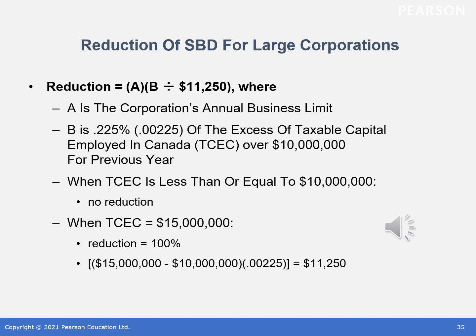Alright, there's a reduction of the small business deduction for large corporations, where the reduction is the formula: the corporation's annual business limit times the excess of taxable capital employed in Canada, TCEC, over $10 million, divided by the maximum TCEC of 15 million, times 0.225%, of 11,250. So if your organization has between $10 and $15 million of taxable capital employed in Canada, there's a reduction. Once you exceed 15 million, it's a full reduction.